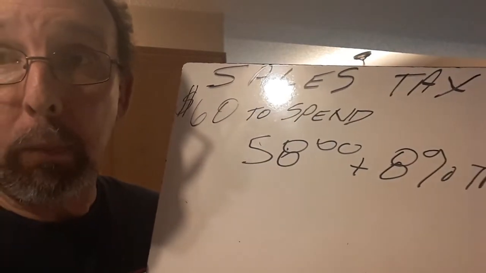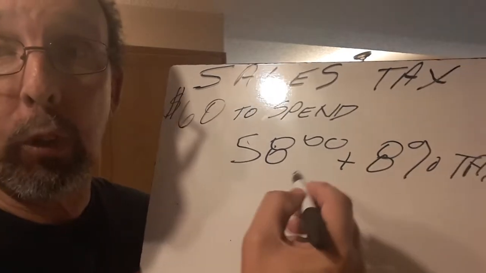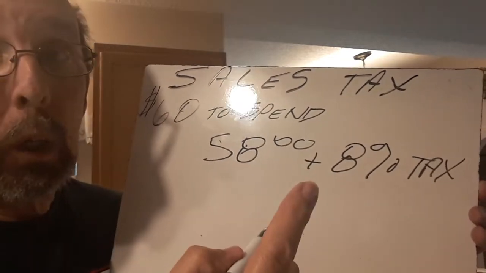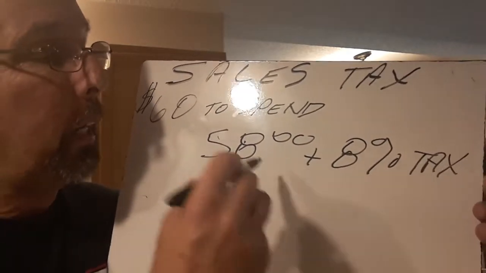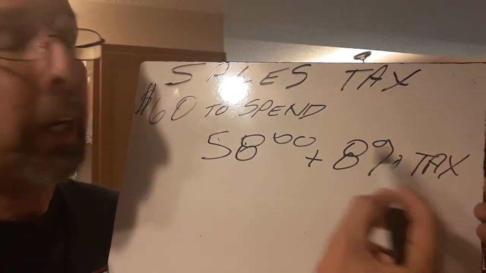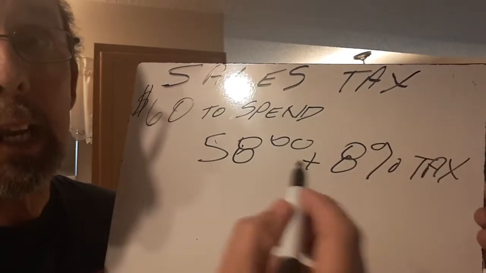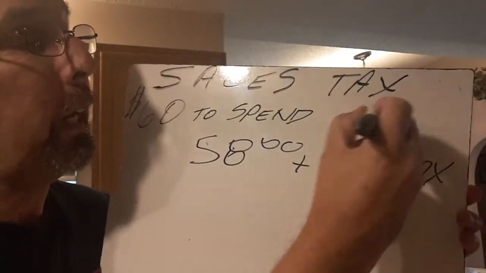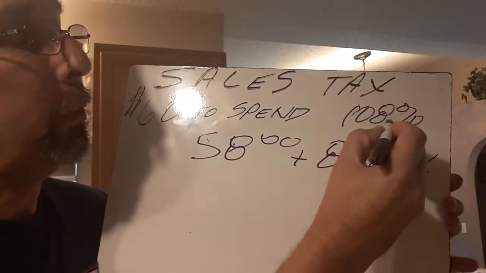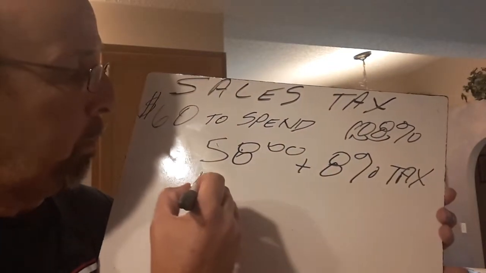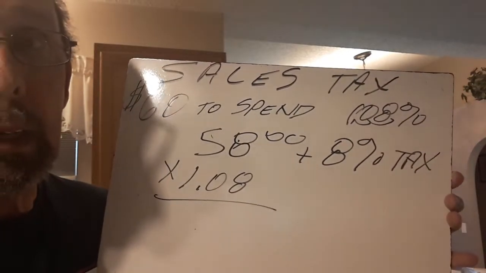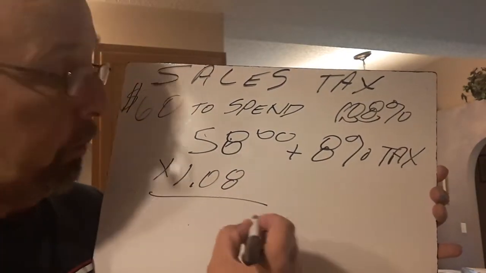So you can do that. You can find 8% by multiplying by 0.08. Remember, two decimal places, 0.08. Or you can say, I know I'm going to pay $58, 100% of that, plus another 8%. So I'm going to spend 108% of that. What is 108% as a decimal? Two places: 1.08. I can multiply $58 by 1.08 and find out the total price. That'll give me the total.